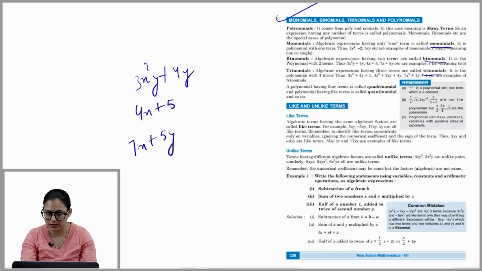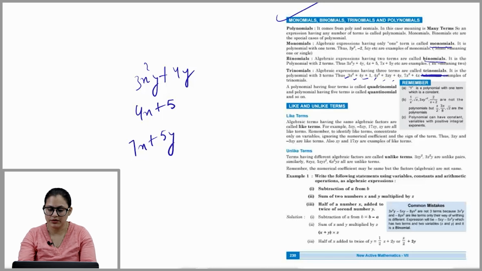This time there are 3 terms in the expression. It is a polynomial with 3 terms. As you can see in the example, 1, 2, 3 terms. So these are the examples of trinomials. A polynomial having 4 terms is called a quadrinomial, and a polynomial having 5 terms is called a quintinomial, and so on.